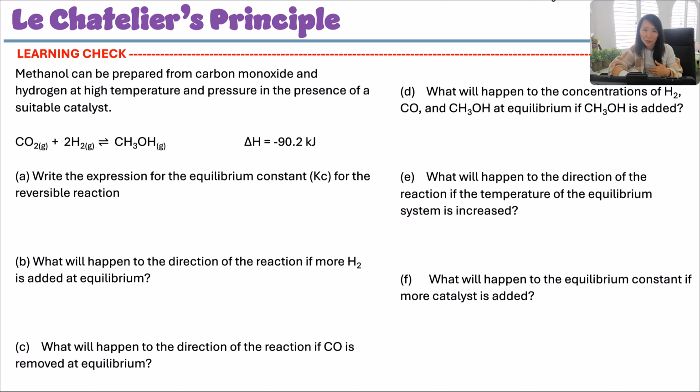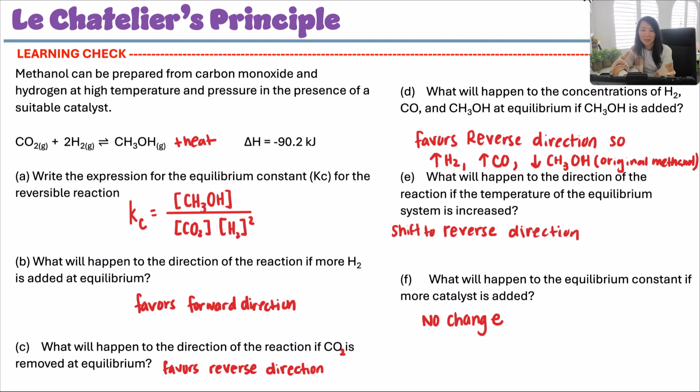Okay, let's do a learning check now. Methanol can be prepared from carbon monoxide and hydrogen at high temperature and pressure in the presence of a suitable catalyst. So you're going to take a close look at this equation and also the enthalpy. It's a negative value, by the way. Answer this series of questions and come back and check the key. And here is the key.